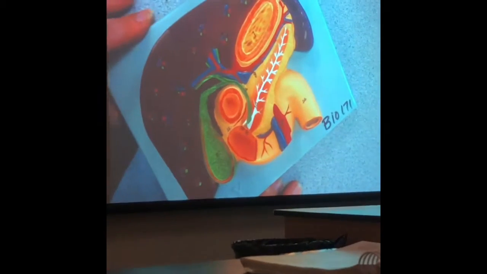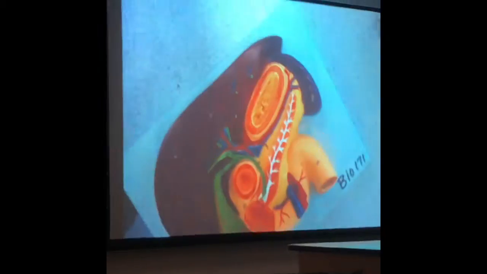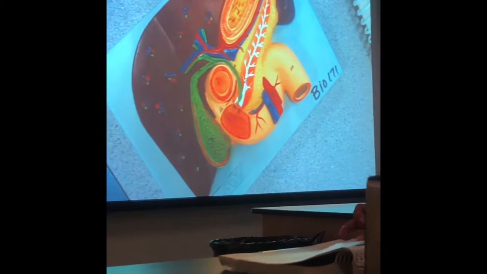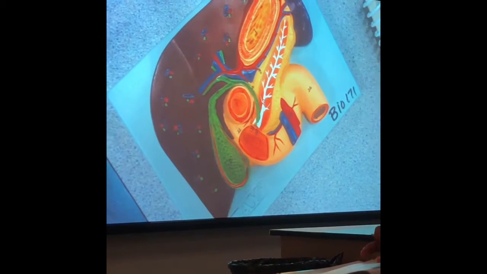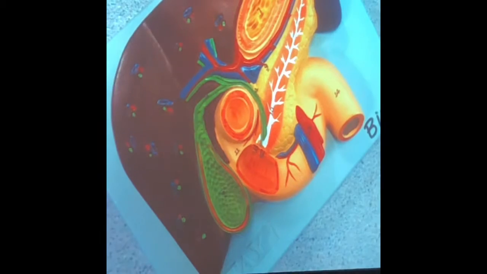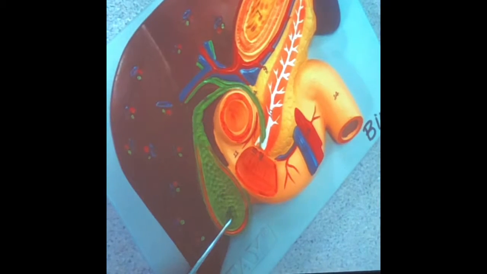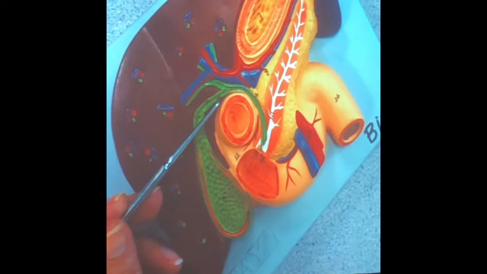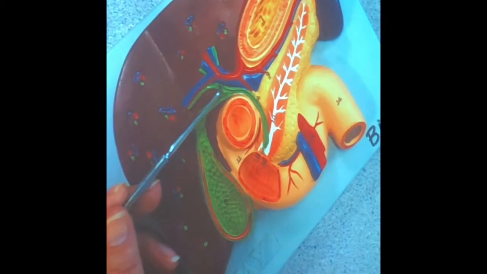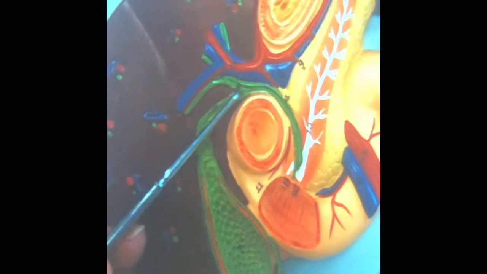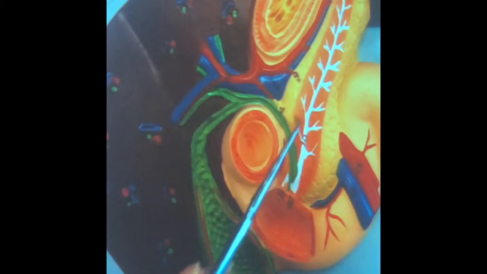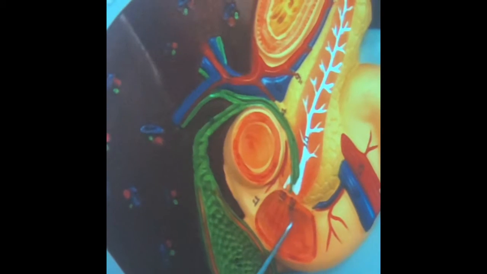You can see that this is a liver and a pancreas and the duodenum. This here is the gallbladder. This is the cystic duct. A right hepatic duct, a left hepatic duct, common hepatic duct. Where the common hepatic duct meets with the cystic duct, this becomes the common bile duct. The common bile duct meets with the main pancreatic duct, and comes out the duodenal papilla.